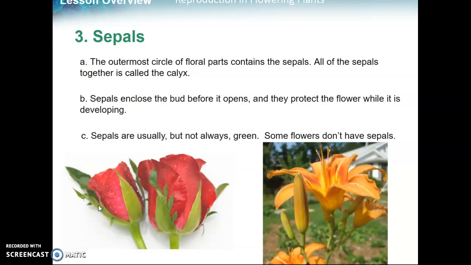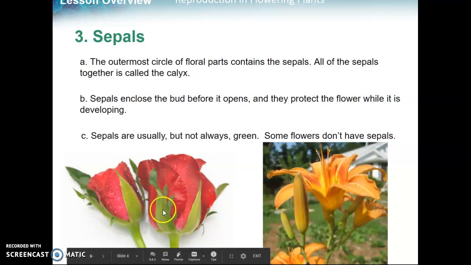Sepals are usually green, but not always. Sometimes the sepals are the same color as the flower petal itself. Some plants, like this lily, there are no sepals at all. You just have the petals that close up to form the bud.